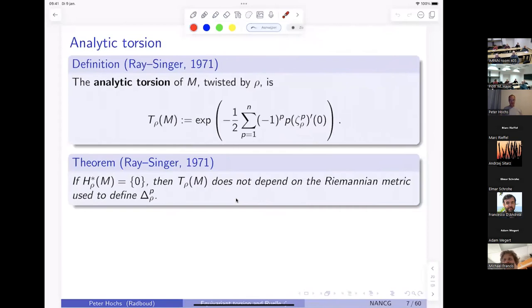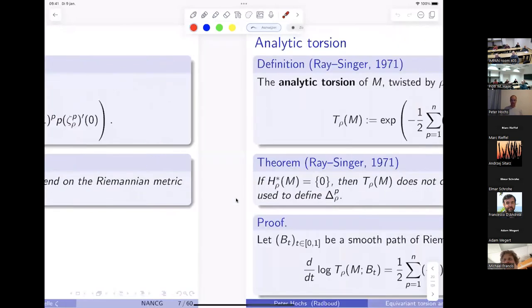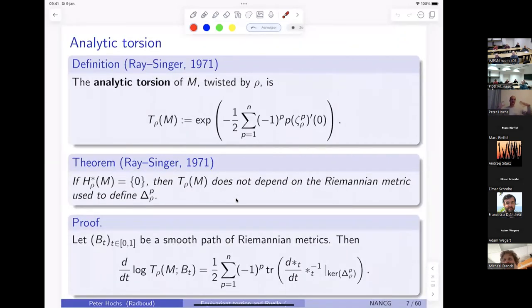Ray and Singer showed that if cohomology vanishes, then this number is independent of the choice of the Riemannian metric. We use the Riemannian metric to define a Hodge star, which is used in the definition of the Laplacian, which influences the spectrum. But if you form this number, and if cohomology vanishes, then it doesn't depend on the metric that you chose. The proof is a little bit subtle. It's not just an abstract homotopy invariance. It's a computation involving heat kernel asymptotics.